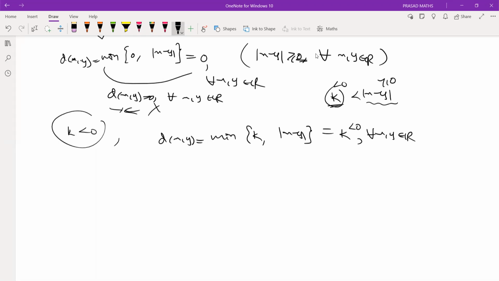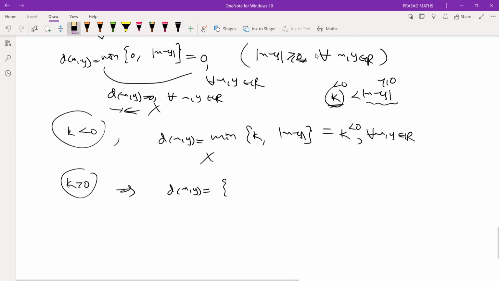In fact, it is negative. Is it a metric? No. Yesterday I told you that it cannot be a constant function. So therefore, in fact, it is negative. Therefore, it is not a metric. So whenever k is negative, it is not a metric. So what is the remaining case? K positive. So that means this is the minimum of k comma mod of x minus y.